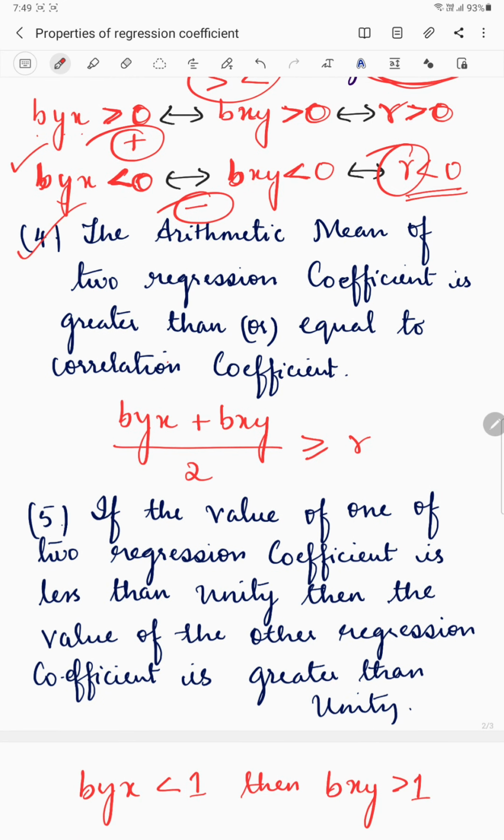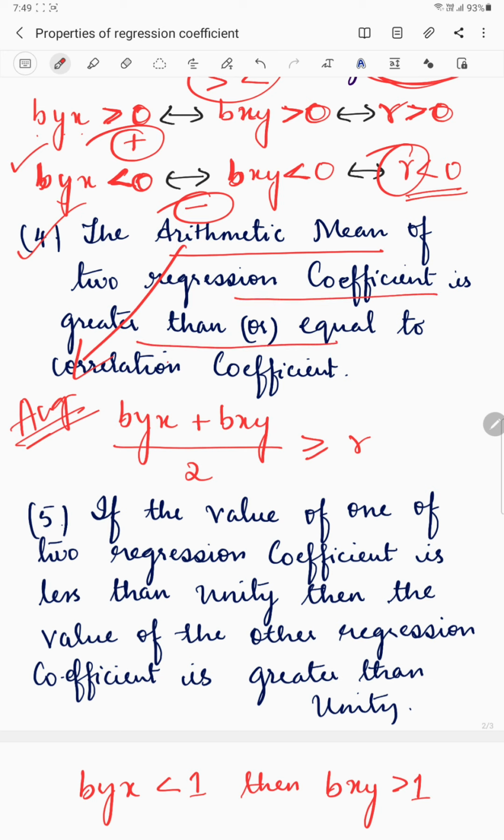Okay, now the fourth one also is very simple. The arithmetic mean. You know what is arithmetic mean, right? Mean is average. It's always average. So the arithmetic mean of two regression coefficients is greater than or equal to correlation coefficient. See here, this is the arithmetic mean. Regression coefficient is byx plus bxy. Then this is the arithmetic mean when you divide it by 2, it is greater than or equal to the correlation coefficient r. That is one property. So we are done with 4 properties.